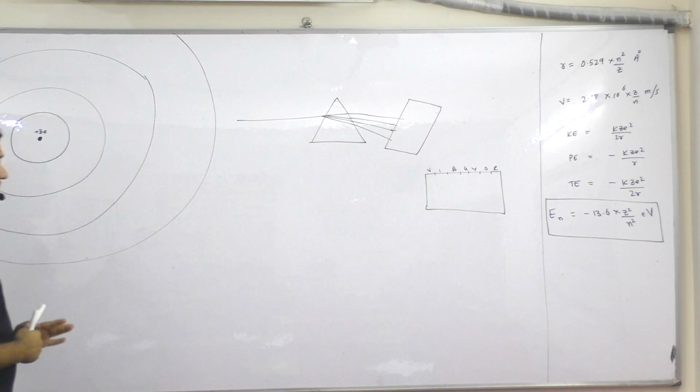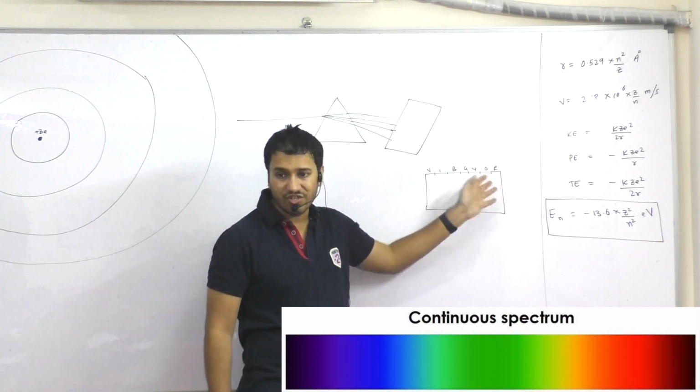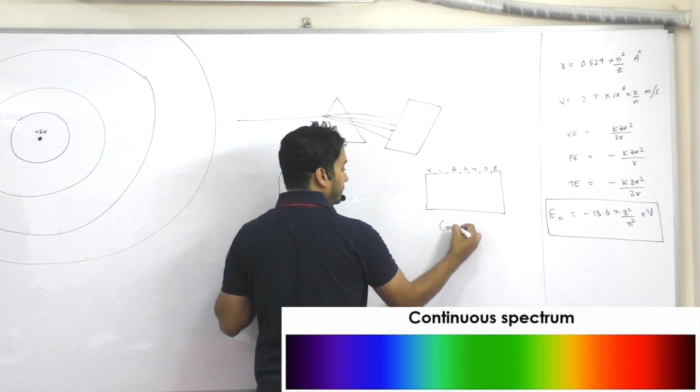What we see here is all the colors, and these colors are merging with each other, right? And this is what we call the continuous spectrum.